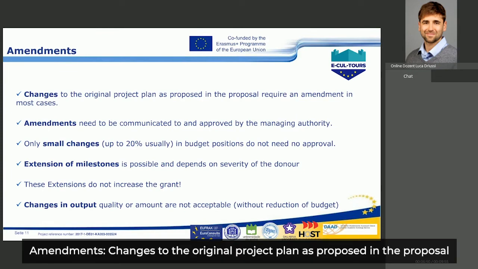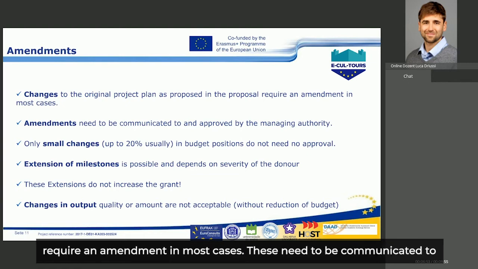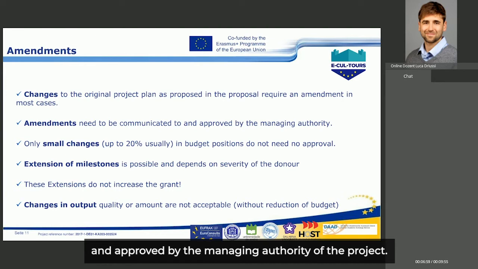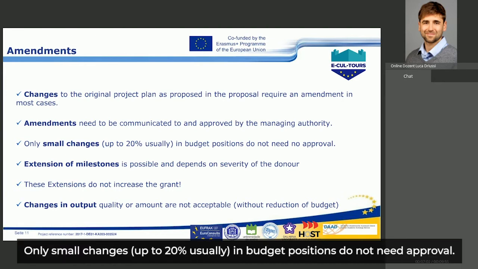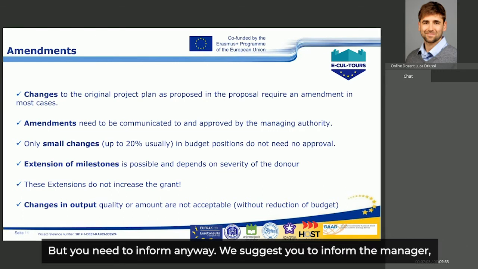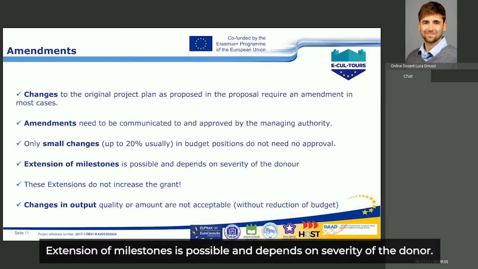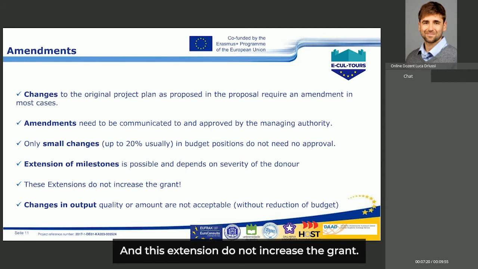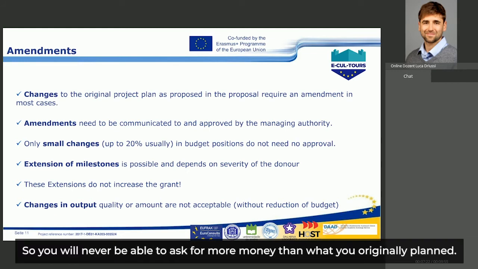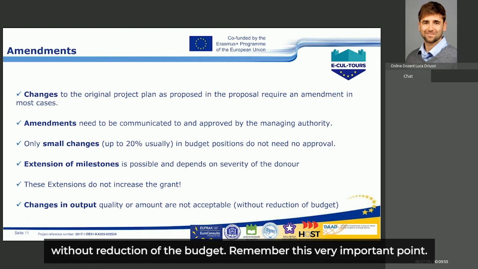Amendments are changes. So changes to the original project plan as proposed in the proposal require an amendment in most cases. These need to be communicated to and approved by the managing authority of the project. Only small changes, usually up to 20% in budget positions, do not need approval, but you need to inform anyway. We suggest you inform the managing authority, but they do not need to approve it. Extension of milestones is possible and depends on the severity for the donor, and these extensions do not increase the grant, so you will never be able to ask for more money than what you originally planned. Changes in output quality or amount are not acceptable without reduction of the budget. Remember this very important point.